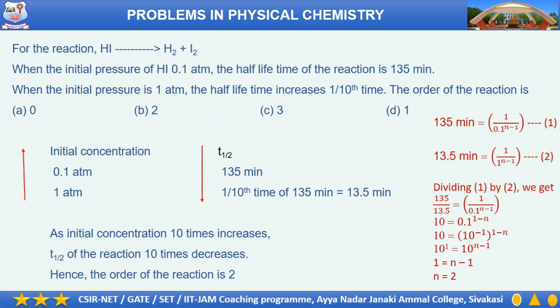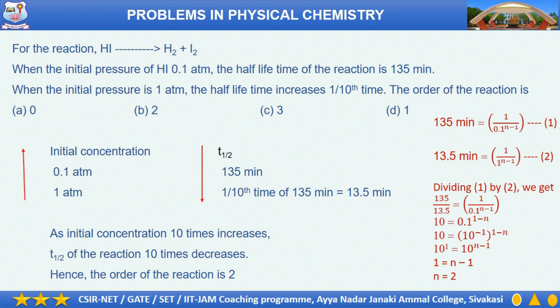Or you can write it as 0.1 power 1 minus n also. It is equal to 10 times. And how to convert this? Whether you should convert this into the base 10 or into the base 0.1, it is easier to convert to the base 10. How? It is equal to 10 power minus 1 power 1 minus n, that is nothing but 10 power n minus 1. This is 10. Therefore, n minus 1 is equal to 1 and n is equal to 2. This is the methodology. You should follow this.